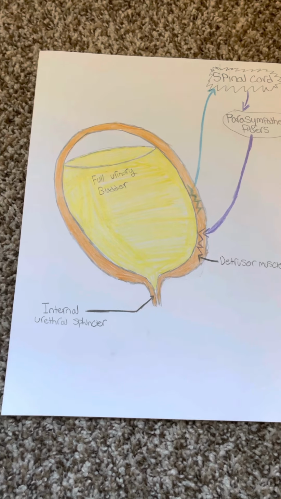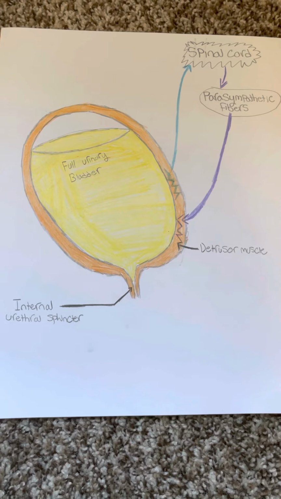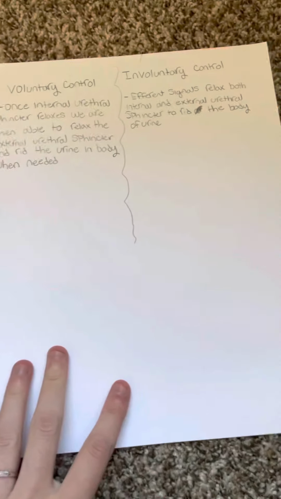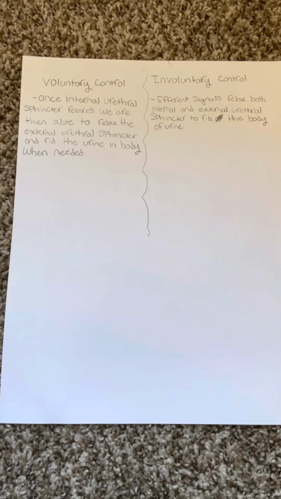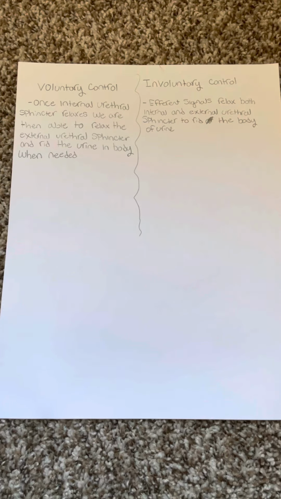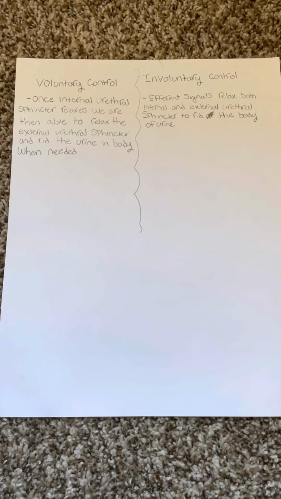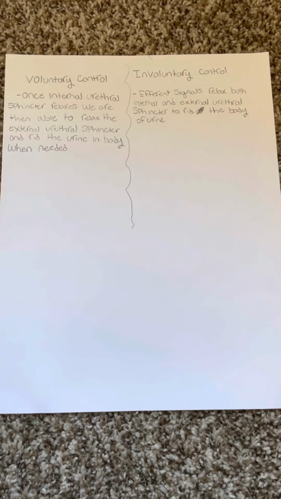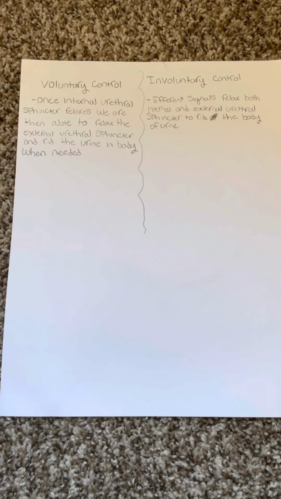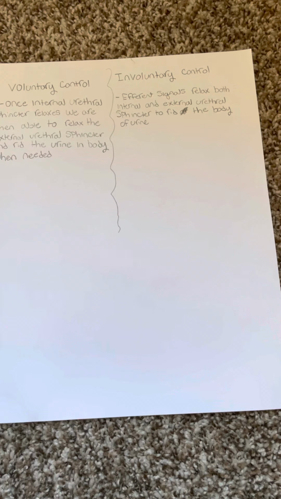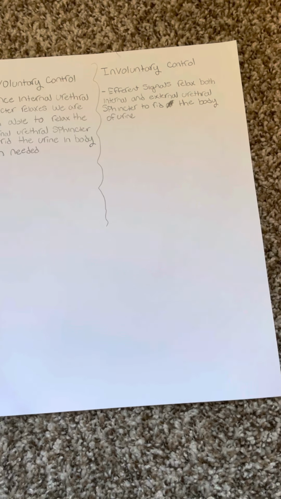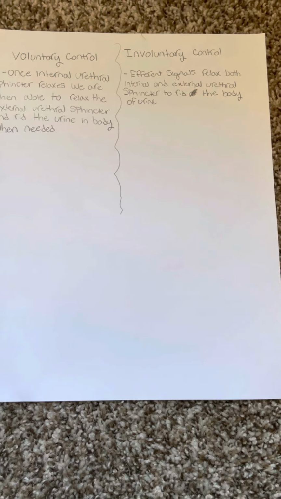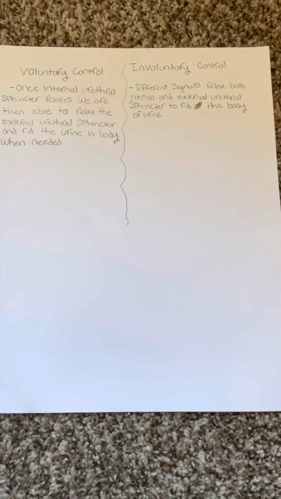And then from here, there are 2 ways of going about the process of emptying the bladder, which are voluntary and involuntary. So for voluntary control, once the internal urethral sphincter relaxes, we are then able to relax the external urethral sphincter, which is what releases it out of the body. And we build up that muscle memory to be able to basically be potty trained, and to be able to hold it when we can. And that helps us with that voluntary control.